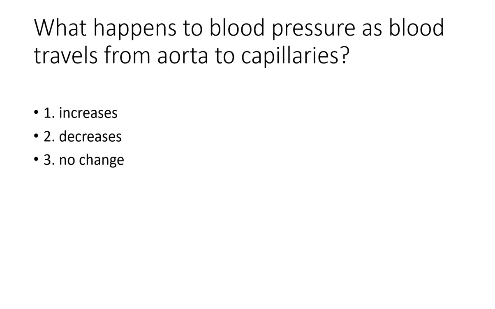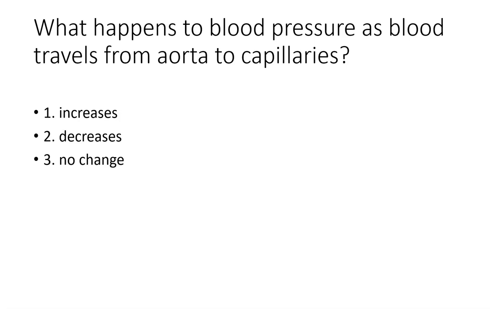What happens to blood pressure as blood travels from the aorta to the capillaries? The blood pressure is going to decrease. Why? Because the resistance went up, the flow goes down, the pressure goes down. We do not want high pressure at the capillaries. We need some pressure in the capillaries, but we don't want a lot. If there's too much pressure, those capillaries are so thin that they will end up bursting.